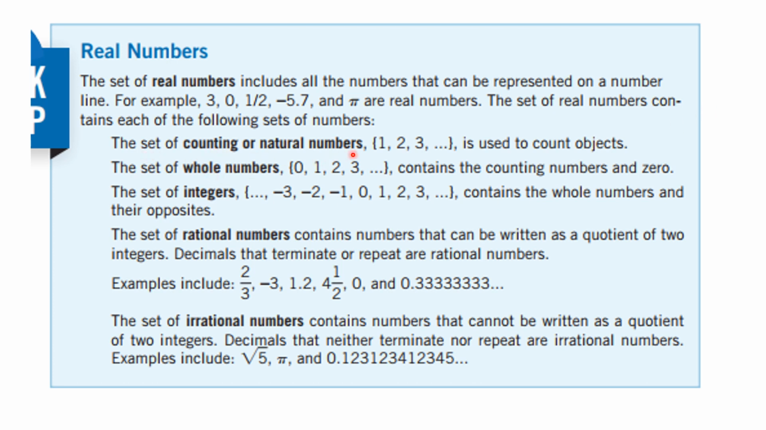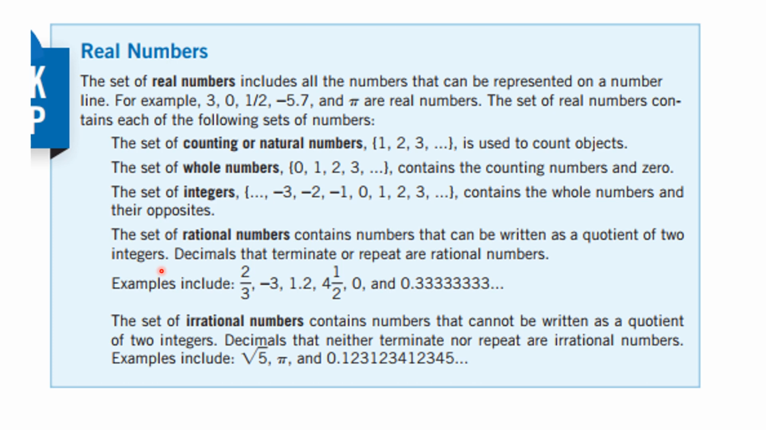So we have the set of counting or natural numbers, which is the set containing 1, 2, 3, and so on, an infinite set. And this is used to count objects. There's another set called the whole numbers where we add 0, and this contains the counting numbers and 0. We then have a set called the set of integers, which has the whole numbers, but also the negative of the counting numbers. And so this includes this infinite set where we allow negatives, and that contains the whole numbers and their opposites.